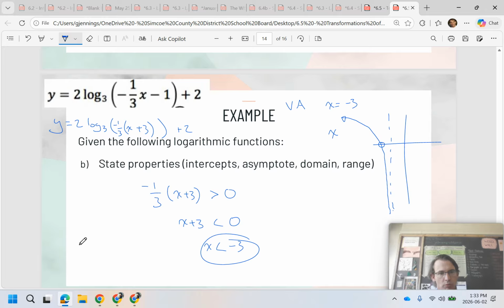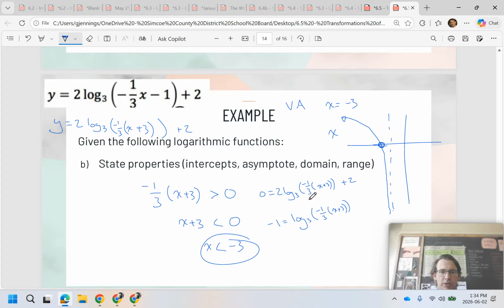All right, let's first start with y equals 0. So that's going to give us this point here. So if we have 0 equals, I kind of ran out of space. 0 equals 2 log base 3 of negative 1/3 bracket x plus 3 end bracket plus 2. Okay, so we kick the 2 over and divide by 2. So we have minus 1 equals log base 3 of minus 1/3 times x plus 3.